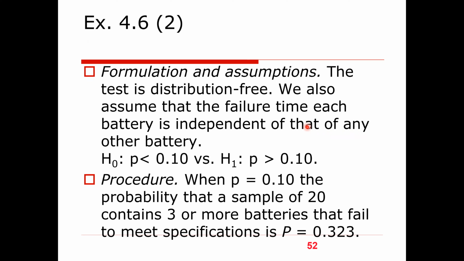So the specification indicates that the failure probability is 10% or 0.1. And when we test this hypothesis, the alternative is larger than, right? So it's a one-sided test. But somehow, I think our textbook writes it as p less than 0.1. Actually, this should be less than or equal to 0.1. And then the alternative is p is larger than 0.1.